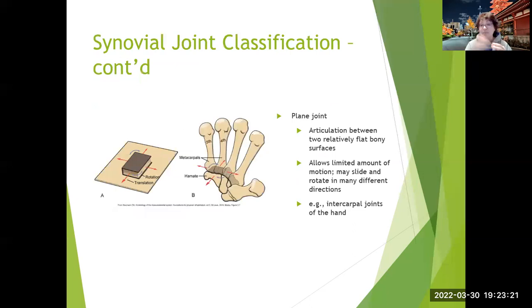Planar joint, or a plane joint, is the articulation between 2 relatively flat bony surfaces. It allows limited amounts of motions, and it might slide and rotate in different directions. So the intercarpal joints of the hand, so remember we said our carpal bones are like the little cubes, sort of. So their little planar surfaces can slide on each other in different directions and give us this motion in our hand, because they can move in a lot of those different directions. So planar joints have at least 2 degrees of freedom, at least. So maybe we'll say 2+.